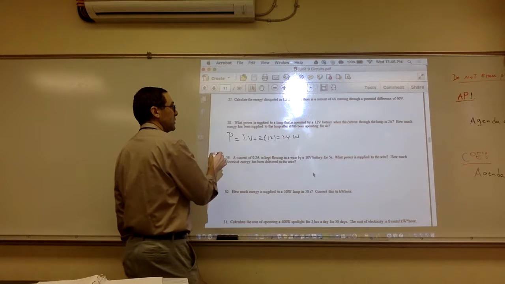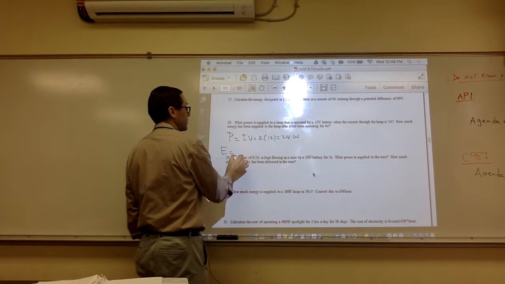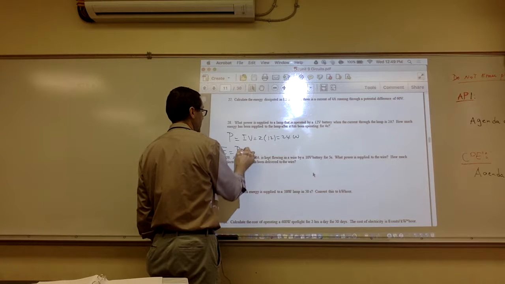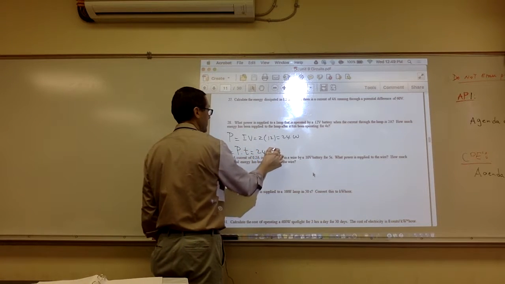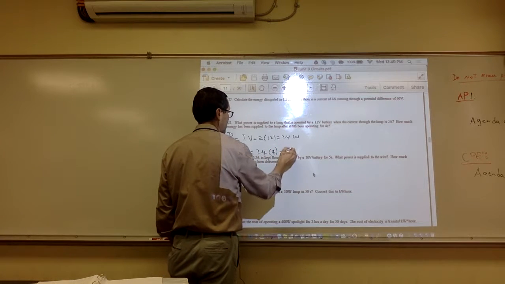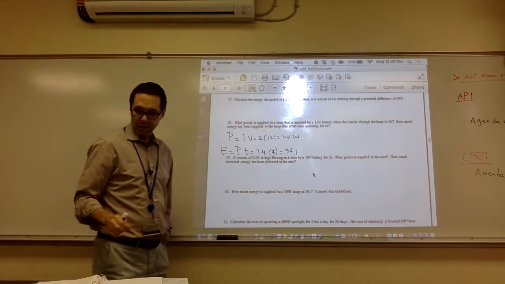How much energy is being supplied to the lamp if it's been operating for 4 seconds? So E is P times T. So it's 24 times 4. So that should be 96 joules.